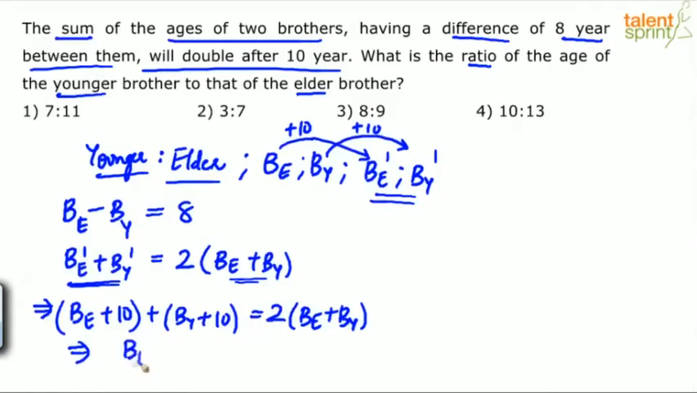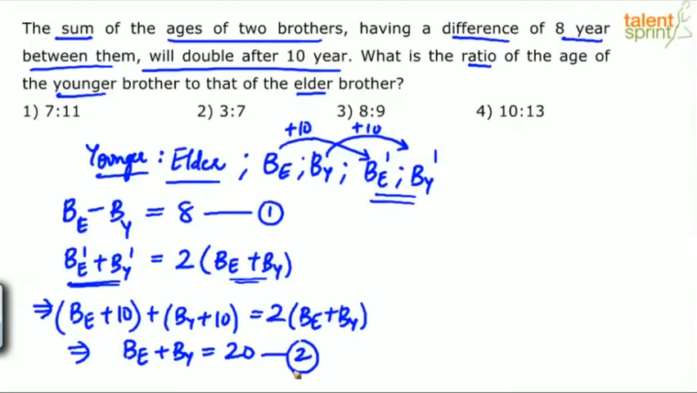So when you simplify this equation, what happens? 2BE minus BE will give you BE, and 2BY minus BY will give you BY, will be equal to 10 plus 10, 20. So that's the second equation. Equation number 1 is this, and equation number 2 is this. So BE plus BY will be 20, and BE minus BY will be equal to 8. That's it. With these 2 equations, you will be able to find out the answers.